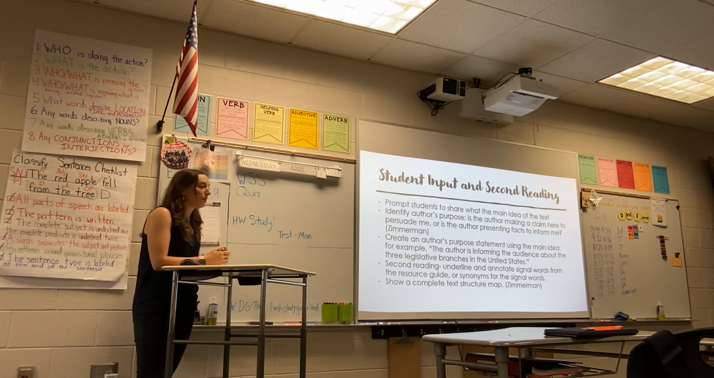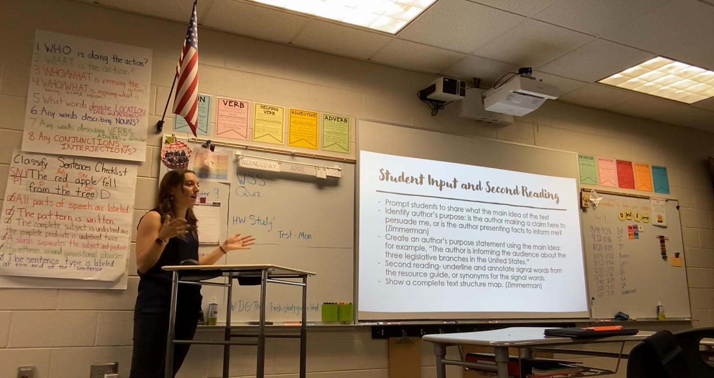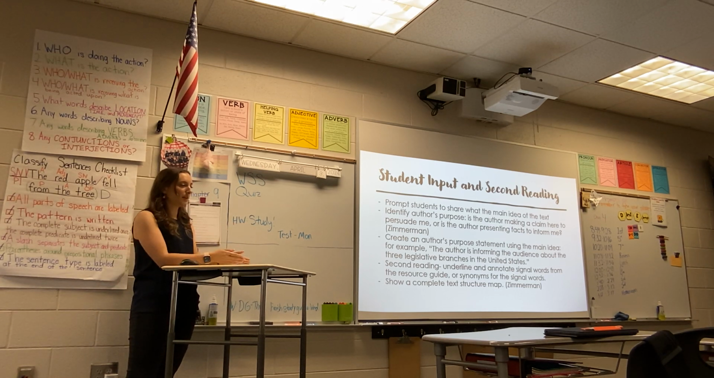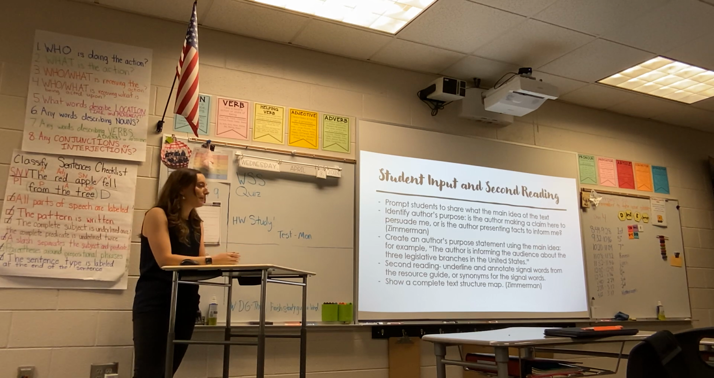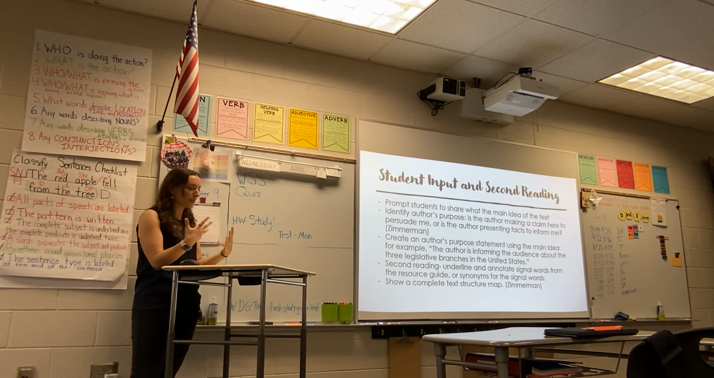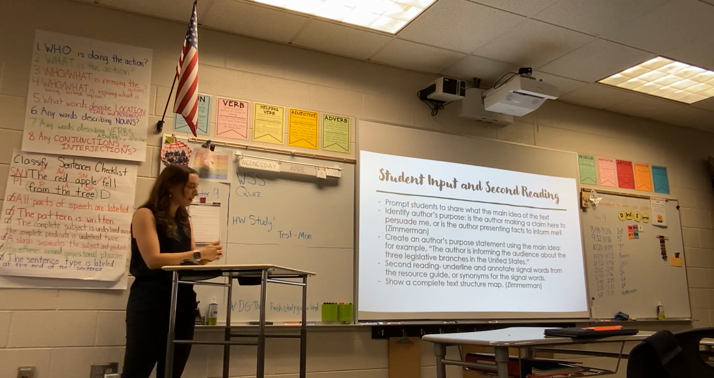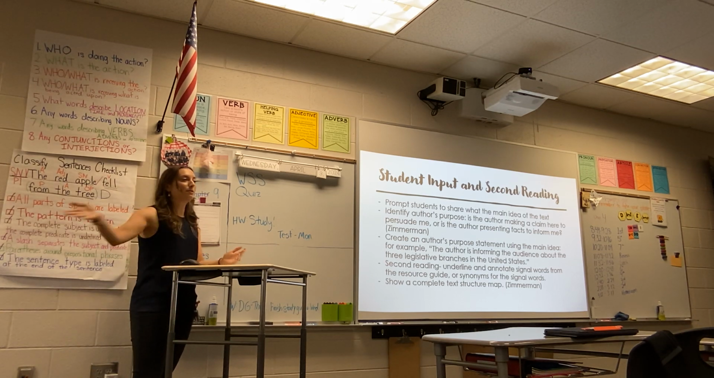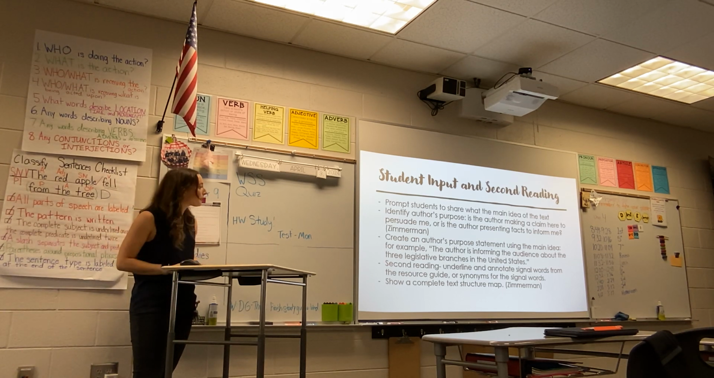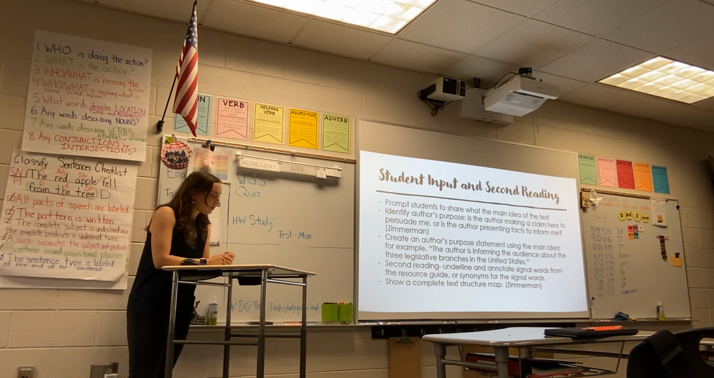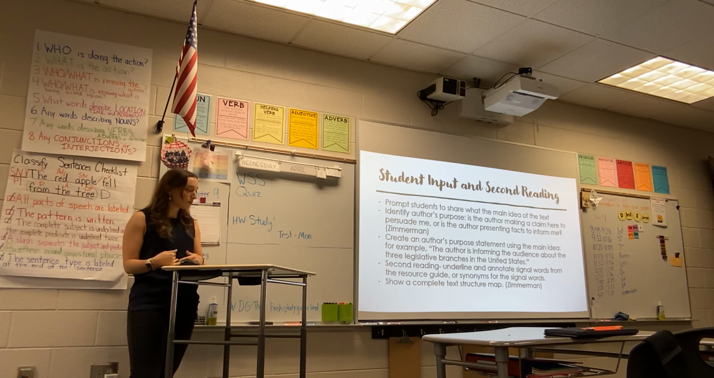So if you're reading a paragraph about the three branches of government and you've identified that the author is trying to inform you, you may want to then say, okay, so the author is informing me, or informing the audience, about the three branches of government. Then it's time for a second reading, where you can underline and annotate signal words from the resource guide or synonyms for the signal words.